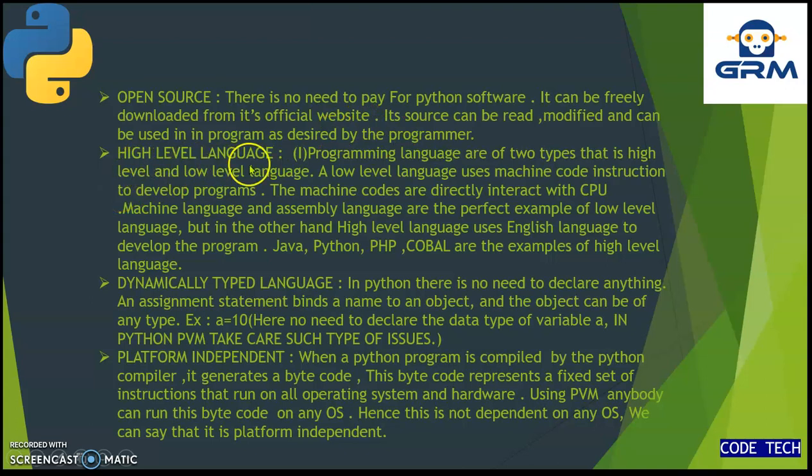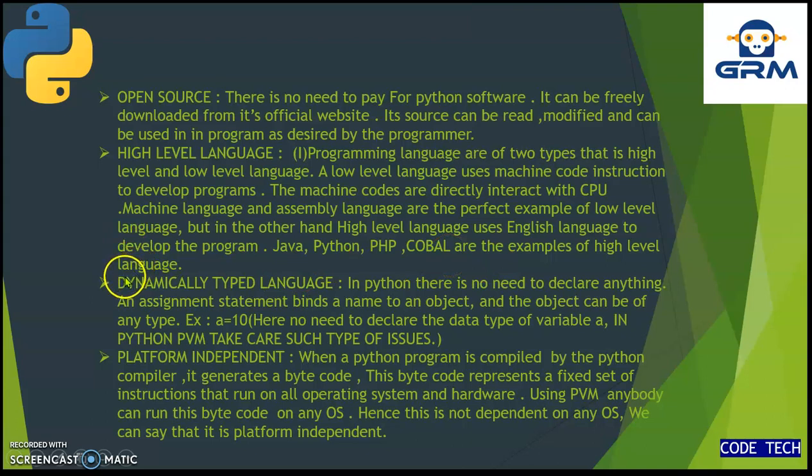Then coming to high level languages, programming languages are of two types, high level and low level languages. Low level languages use machine code instructions to develop programs. These machine codes directly interact with the CPU. Machine language and assembly language are perfect examples of low level languages. On the other hand, high level languages use simple English to develop programs. Java, Python, PHP, COBOL are examples of high level languages.